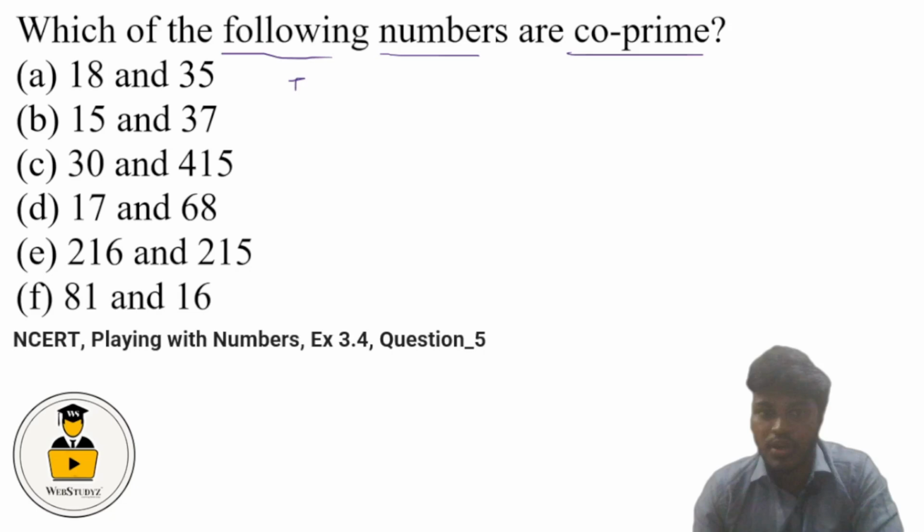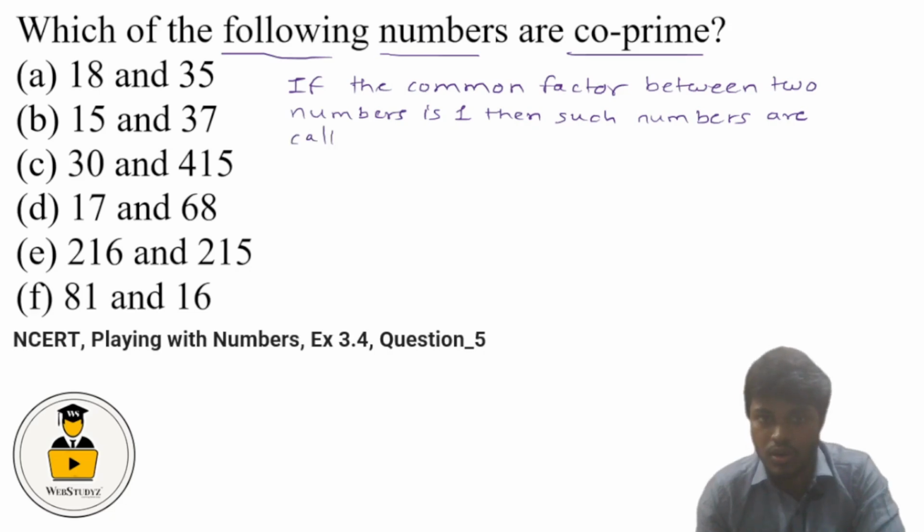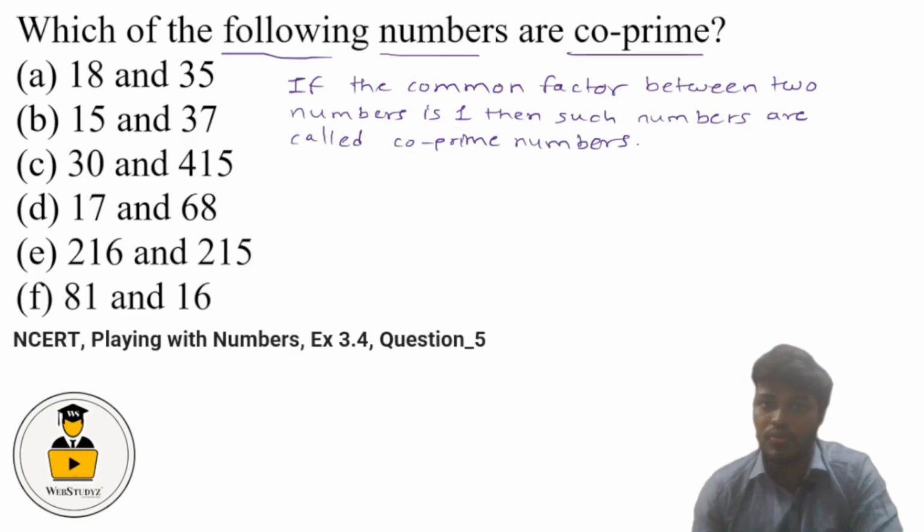We can say that if the common factor between two numbers is 1, then such numbers are called co-prime numbers. So if two numbers have only 1 as their common factor, then we call such numbers co-prime numbers. Let us consider the first example.